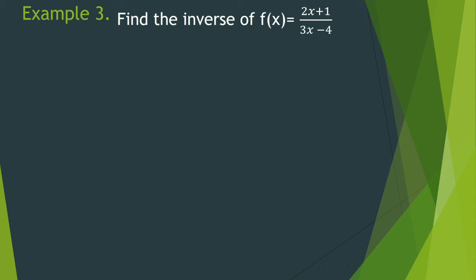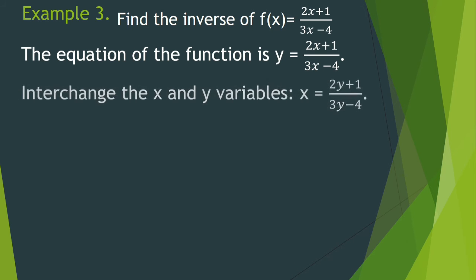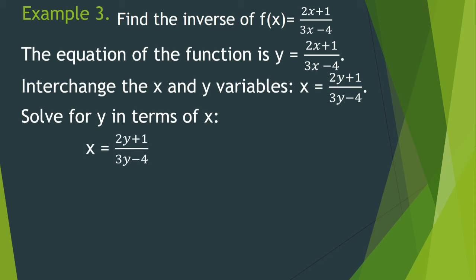So, yung unang gagawin, equation of function is y is equal to 2x plus 1 over 3x minus 4. Pinalitan natin yung f of x ng y. And then, pagpapalitin yung x and y variable. So, we have now x is equal to 2y plus 1 over 3y minus 4. And then, solve natin yung y in terms of x. So, x equal to 2y plus 1 over 3y minus 4.